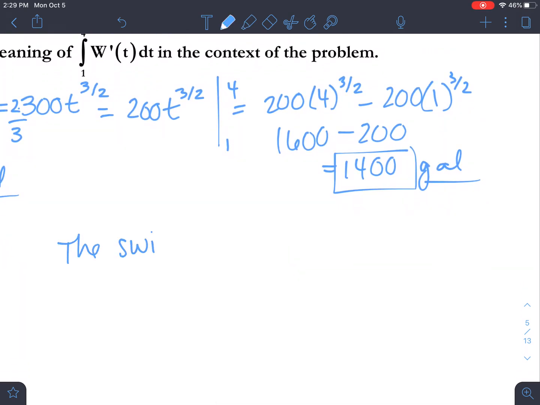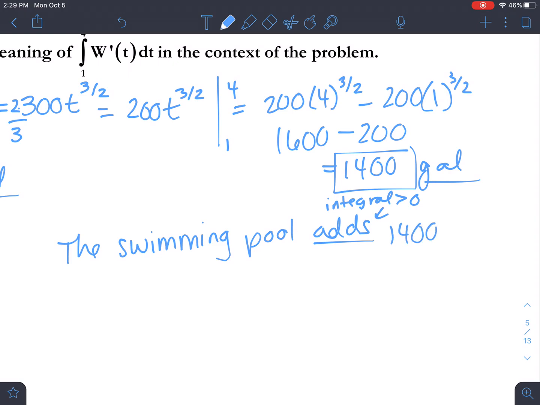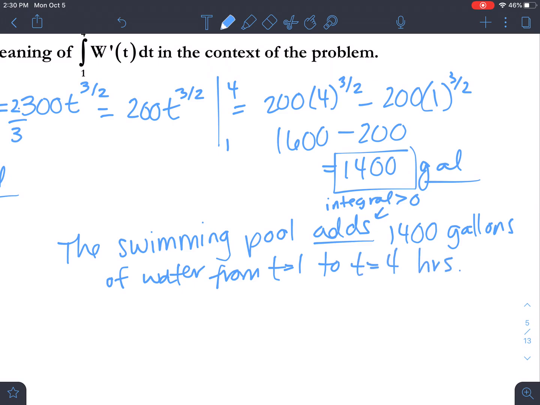The swimming pool adds, why is it adding? That's because this integral, this net change, was greater than 0. So instead of subtracts, it adds, or instead of loses, 1,400 gallons of water from t equals 1 to t equals 4 hours. That's how much was gained in that time. Just like the change of the rabbit population, that's how many rabbits were gained during that time. This is how many gallons of water were added during that time.